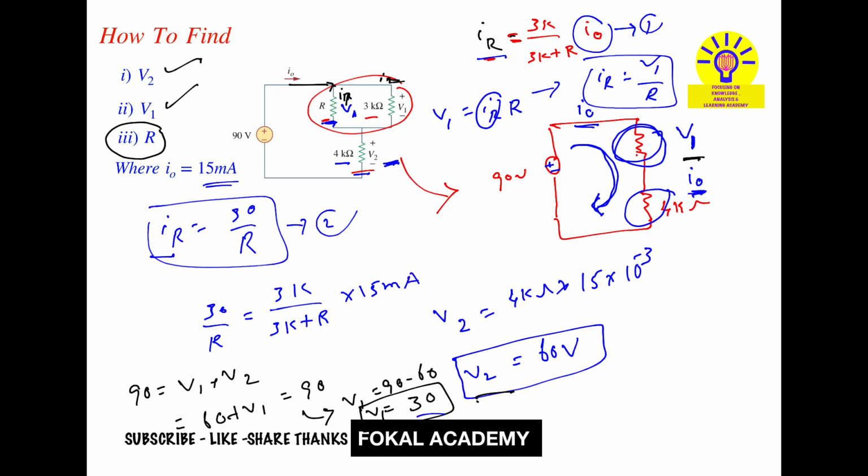So here only one variable is there, only R. By simplifying this, we will get the R value, that is R equals 90 by 15. So from this we'll get R equals 6 kilo ohms. So V2 we got as 60 volts, V1 we got as 30 volts, and R we got as 6 kilo ohms. These are the three required values for the given problem.